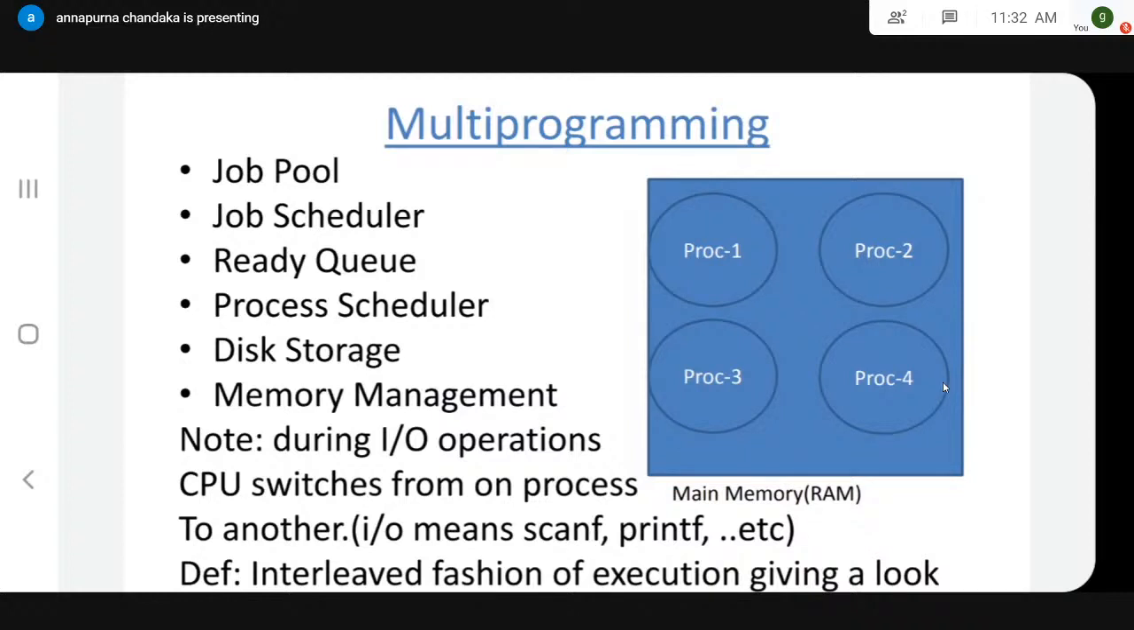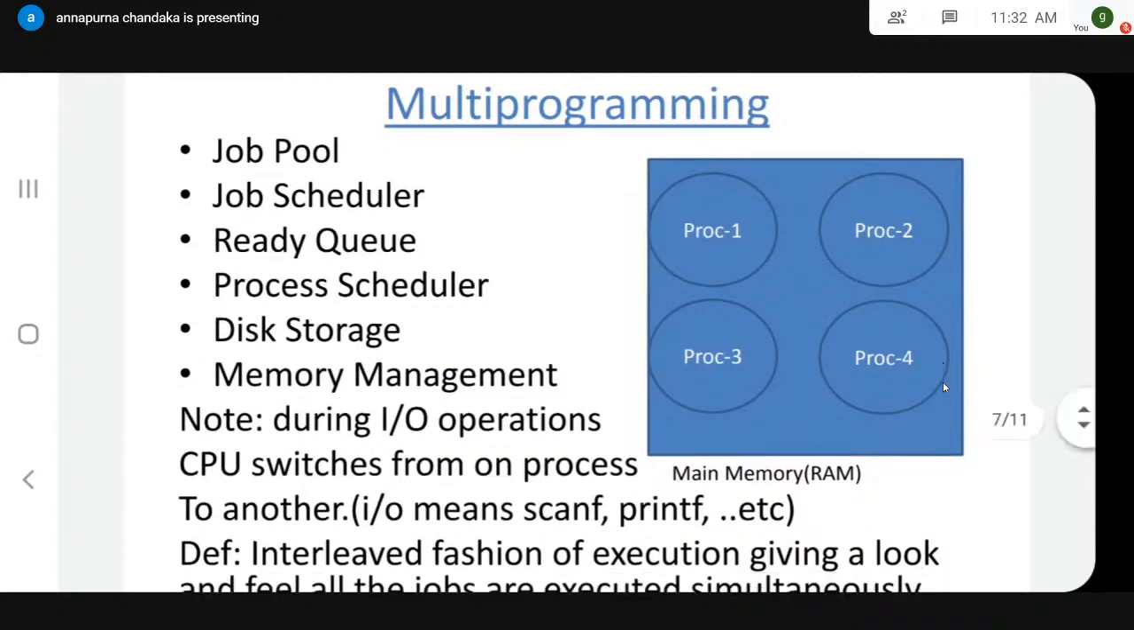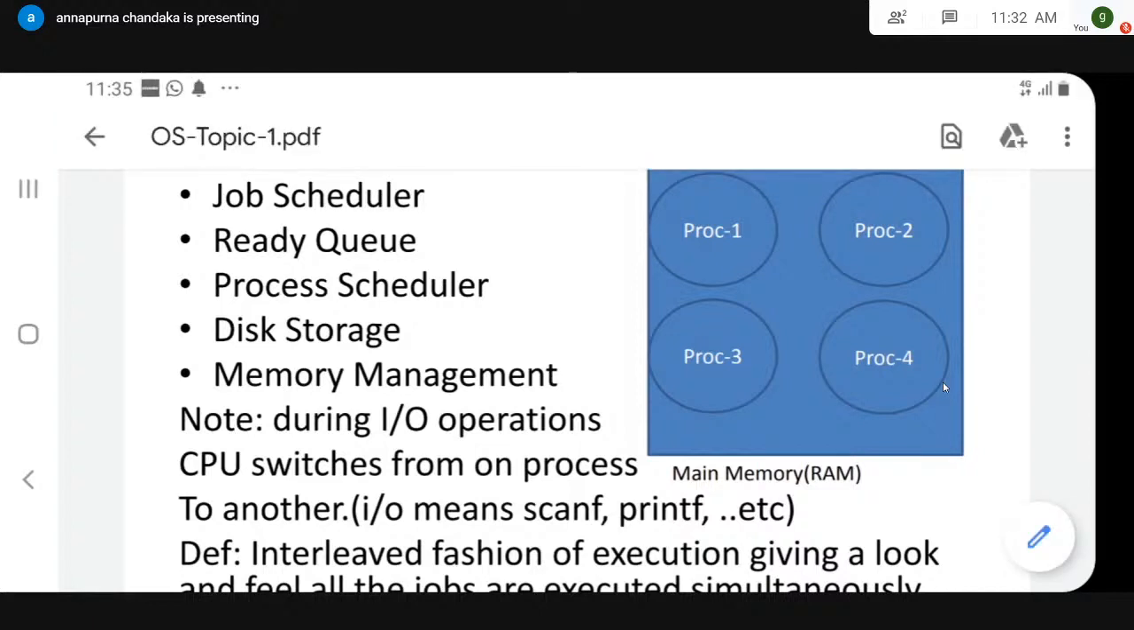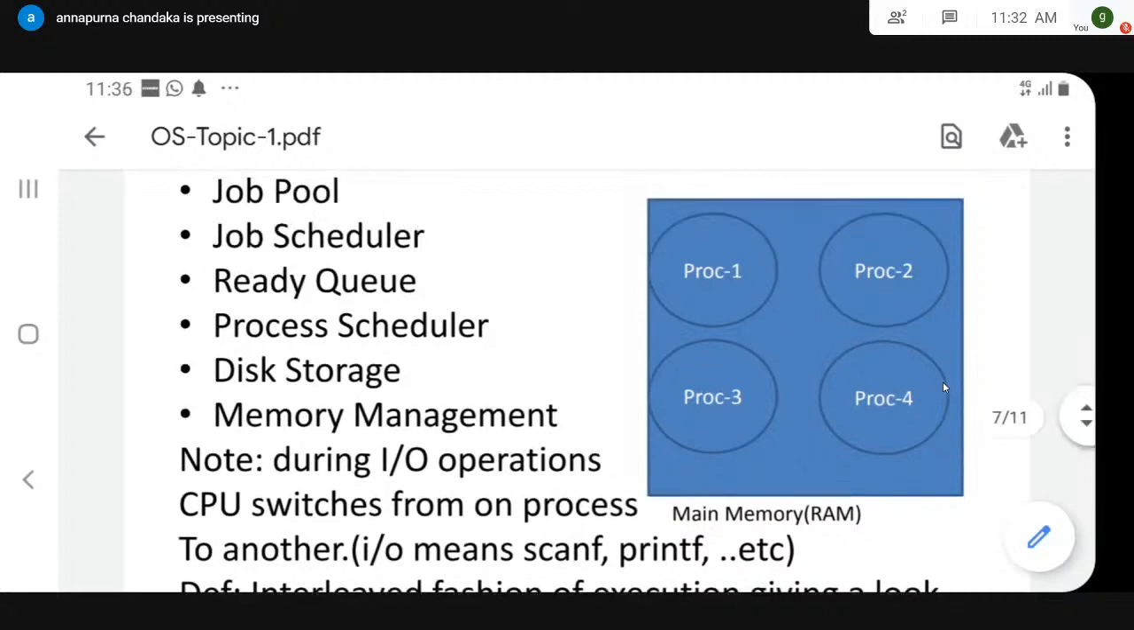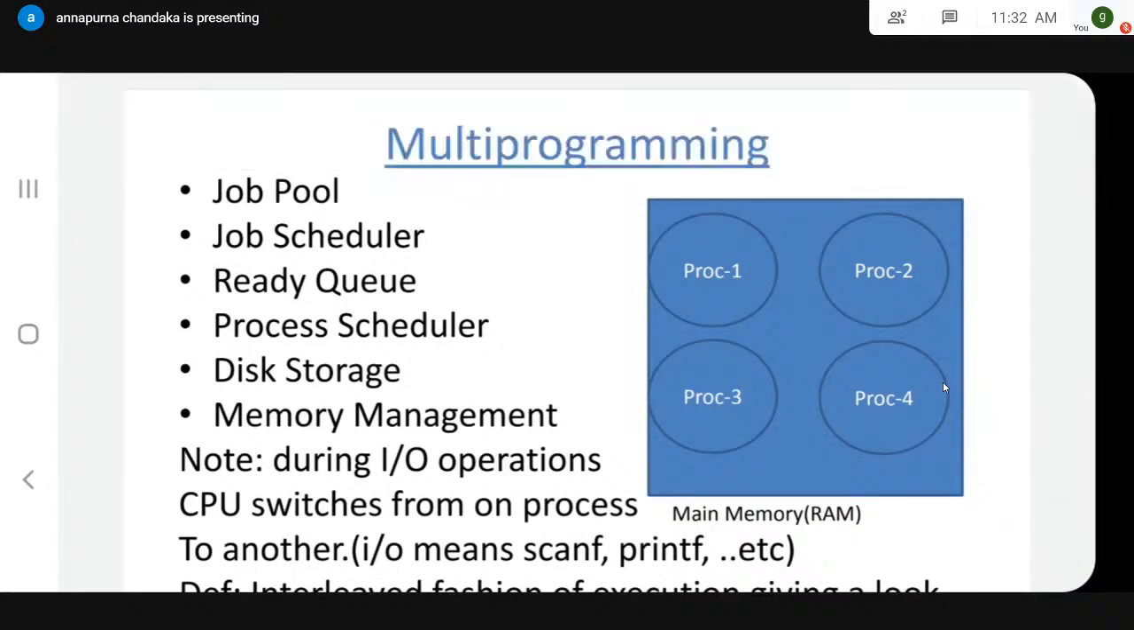Earlier in GATE we got one question: the communication between CPU and IO processor is known as what? That is IO organization. Now, coming to the detailed discussion about multi-programmed batch systems.